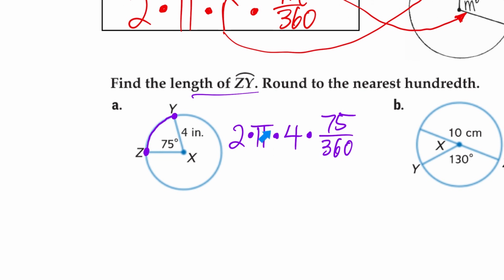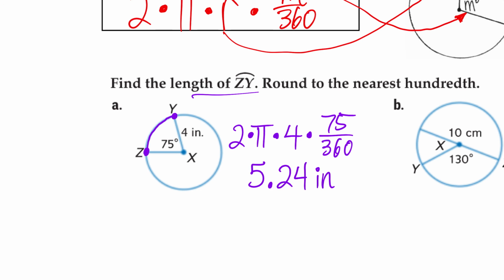Now remember, in your calculator, do not type in 3.14. Use the pi key on your calculator. It's right next to the H down on the keyboard. Make sure you put the pi symbol in there. Use your calculator's pi. So 2 times pi times 4 times 75 over 360. What does it give you?